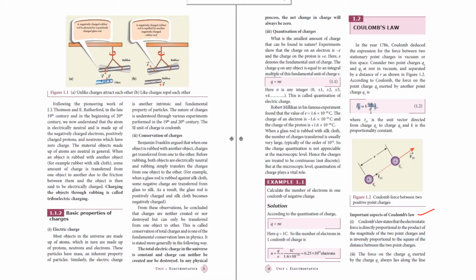So they have given us 1 by r square. Just with the help of equation 1.2, you can learn the first important aspect of Coulomb's law. What is that? Coulomb's law states that the electrostatic force is directly proportional to the product of the charges Q1 and Q2 and inversely proportional to the square of the distance between them.